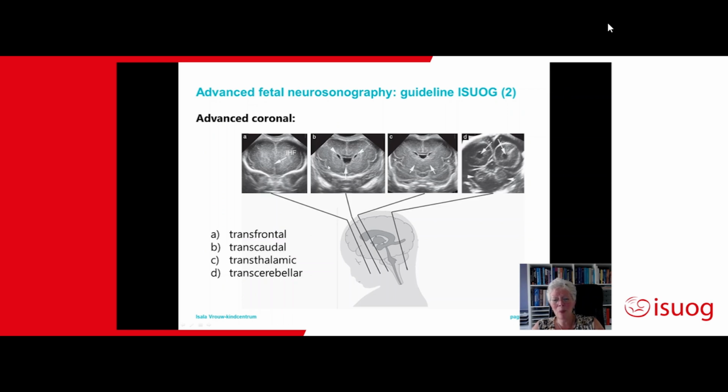If we go a little bit more posterior, you can see here again the cavum septi pellucidi, the frontal horns in this steer-horn-like shaped structure, and there you have your corpus callosum.